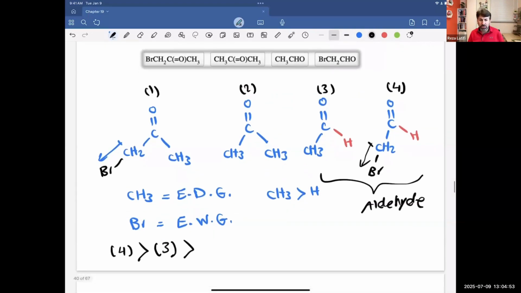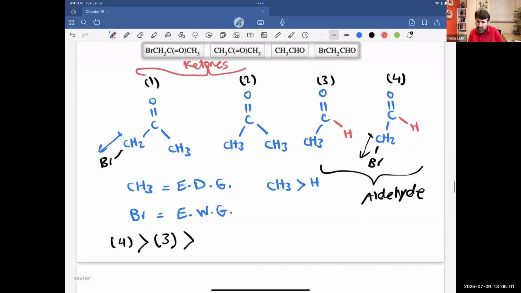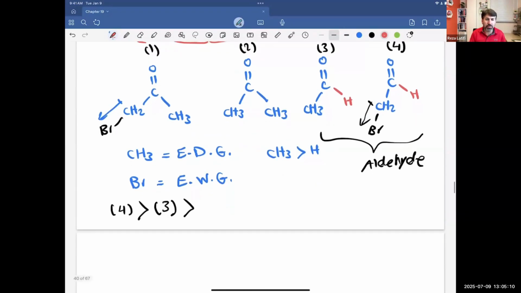Okay, 1 and 2, both of them are ketones. The one that has less electron donating group will be more reactive. And between 1 and 2, yes, in both cases we have carbon attached. I'm talking about this carbon.